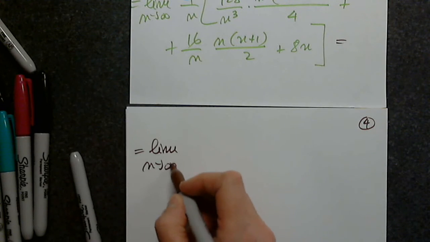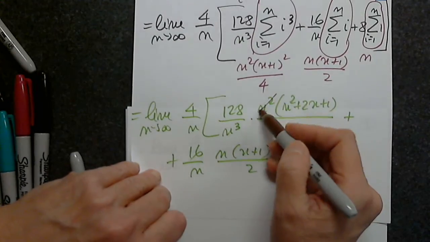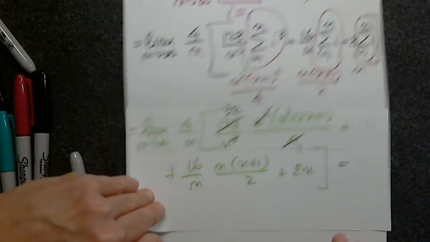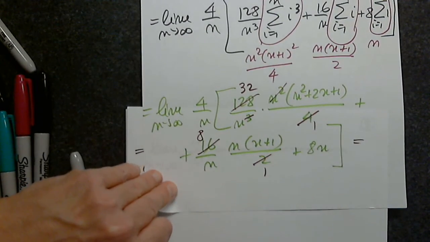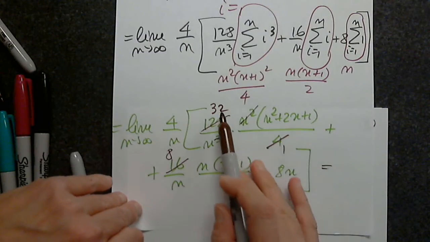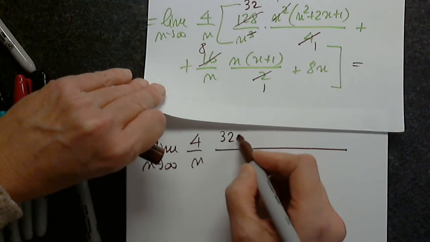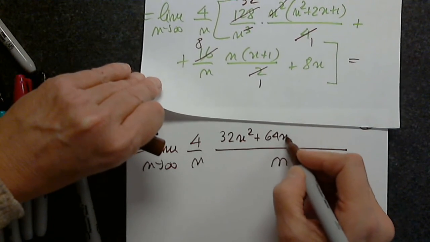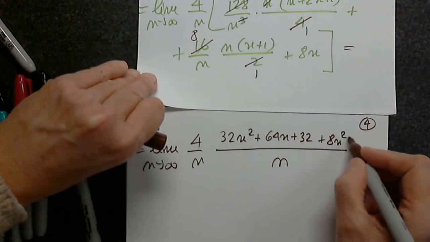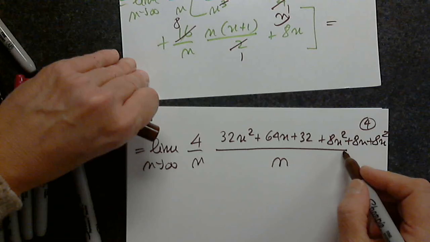Limit as n approaches infinity of 4 over n. Careful, let's simplify. 2 from here with 2 from here. 4 from here with 32 from here. 2 from here with 8. So now the least common denominator is simply n. So 32 gets distributed to n squared. Of course, there is a 4 in front, but I have it. So 32n squared plus 64n plus 32, plus 8n squared plus 8n, and this one gets an n plus 8n squared.